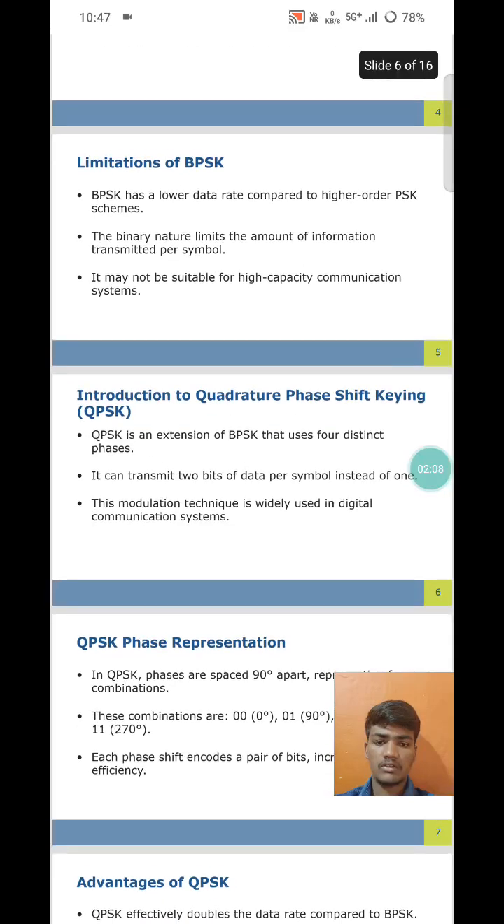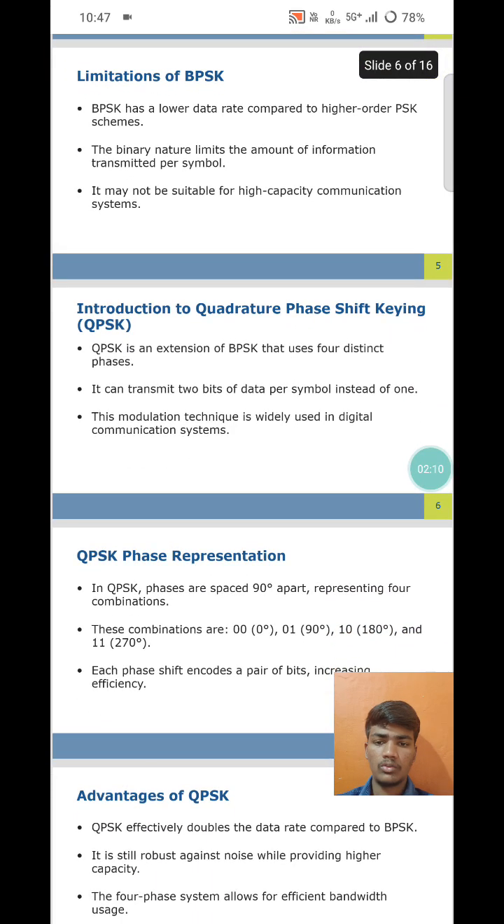Introduction to quadrature phase shift keying, QPSK. QPSK is an extension of BPSK that uses 4 distinct phases. It can transmit 2 bits of data per symbol instead of 1. This modulation technique is widely used in digital communication systems.